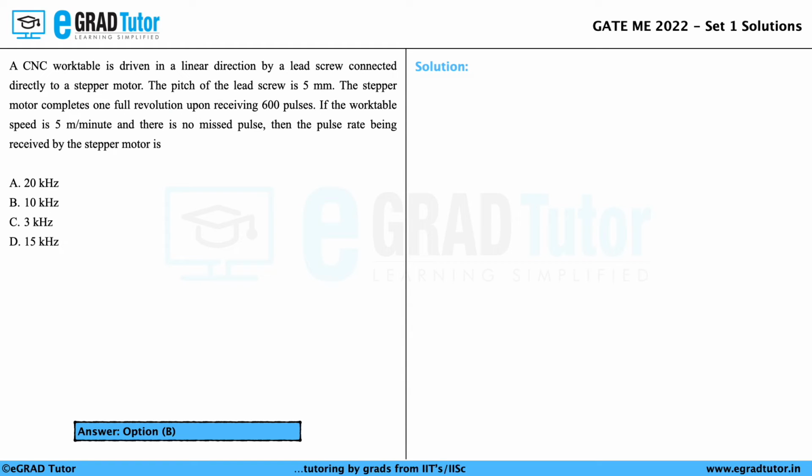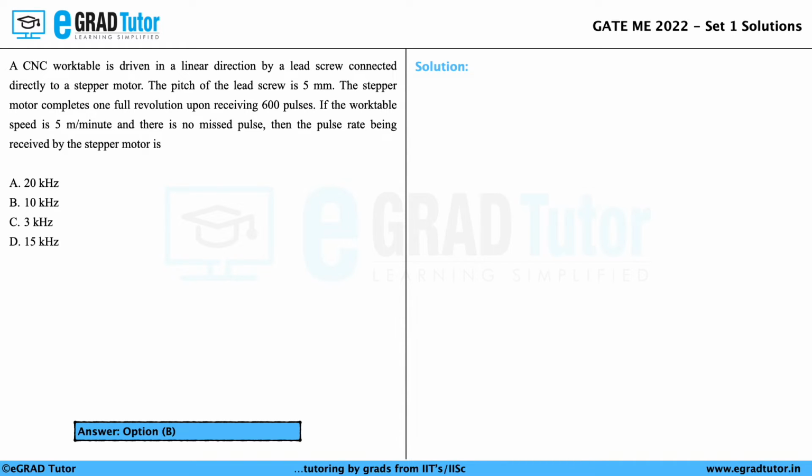A CNC worktable is driven in a linear direction by a lead screw connected directly to a stepper motor. The pitch of the lead screw is 5 mm. The stepper motor completes one full revolution upon receiving 600 pulses. If the worktable speed is 5 meter per minute and there is no missed pulse, then the pulse rate being received by the stepper motor is.